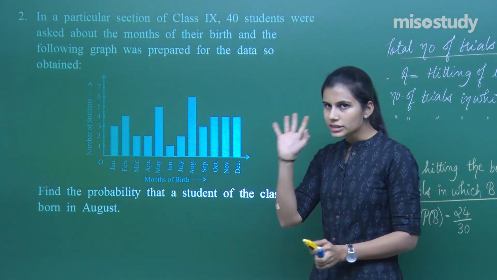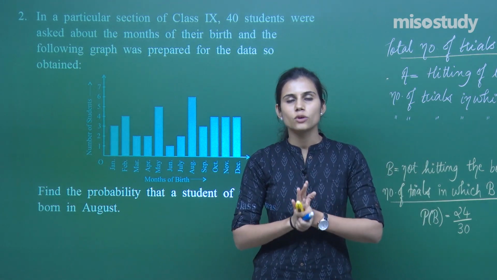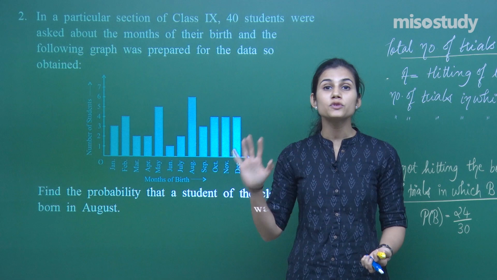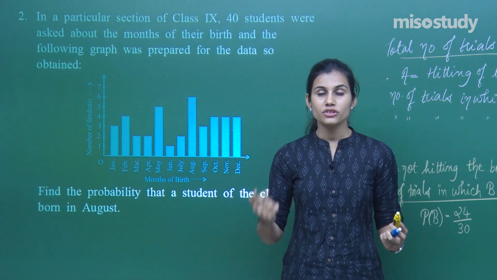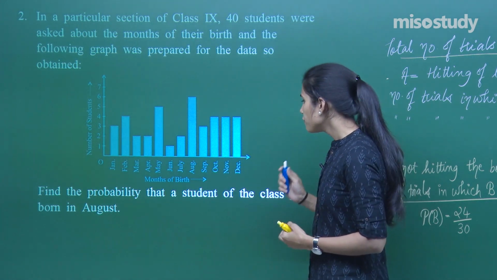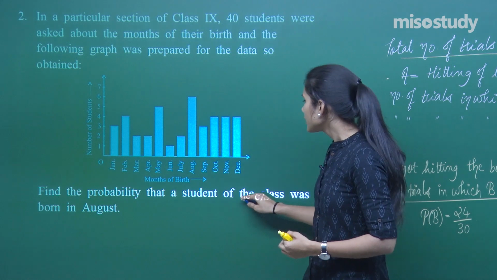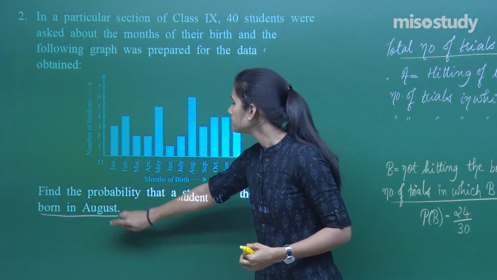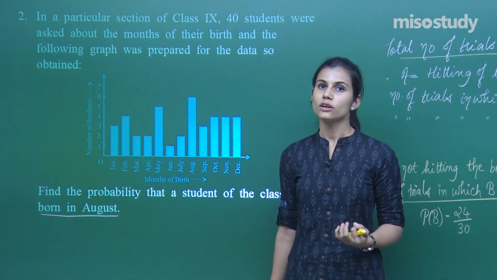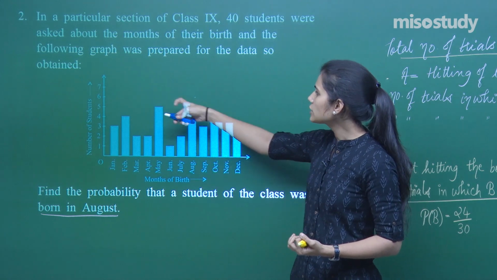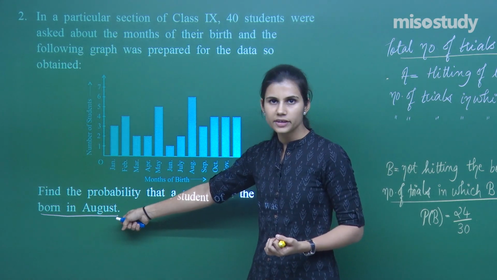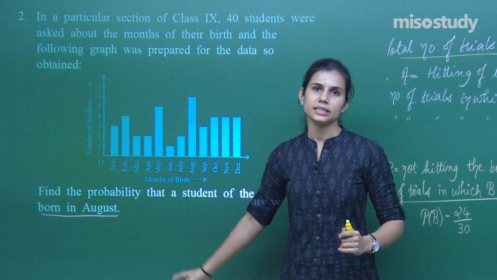Clear? Now, there are 40 students, so total number of trials with me are 40, right? That means the total number of students about whom I am collecting information about the months in which they were born are 40. Out of those trials, how many trials are in favor of this particular event of being born in August? In August, 6 students are born. So, out of 40 trials, 6 trials are in favor of this event. So, 6 upon 40 will be the probability of this question.